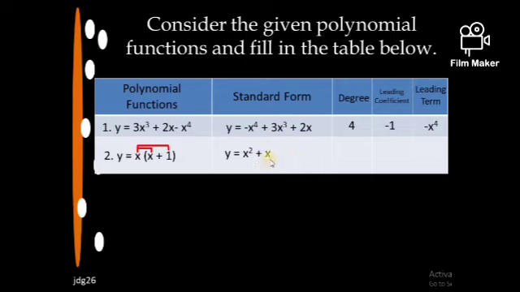Now, identify the degree, the highest exponent. We have 2. The leading coefficient ng x squared is positive 1. The leading term, kung saan makikita tong dalawa na to, we have x squared. And that's it.